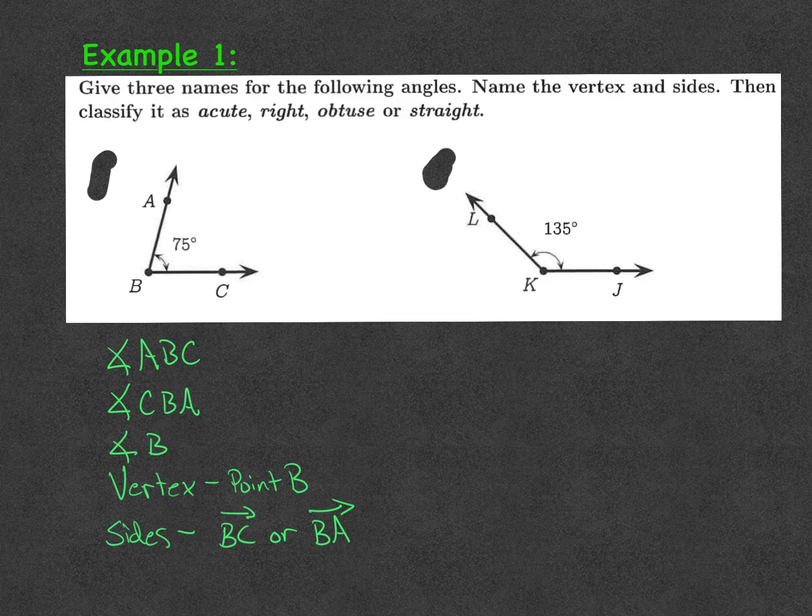Then lastly, Ismail, what kind of angle is this? Acute, right, obtuse, or straight? Acute. It's a cute little angle, if that helps you remember. Acute angles are cute little angles. They're small. 7 answers. Not bad, right? Let's do the next one.